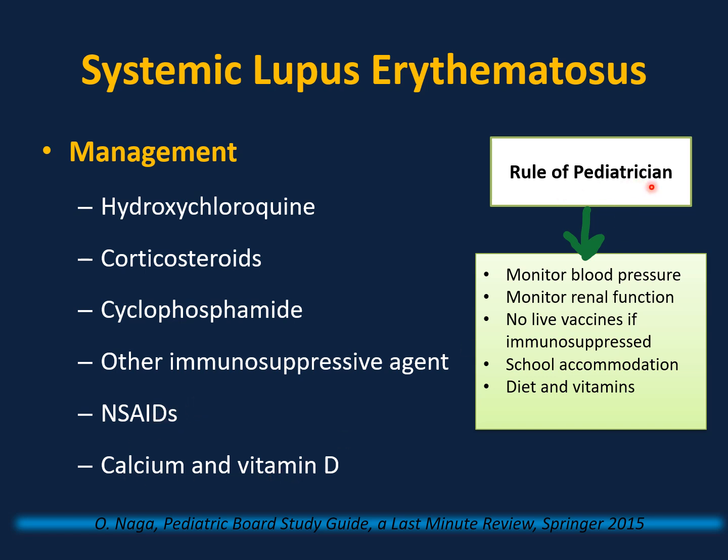The role of the pediatrician here is very important: monitor for hypertension, progression of renal disease, or proteinuria; no live vaccines if immunosuppressed; school accommodation; diet and vitamins, especially if the patient is taking corticosteroids; no salt added. This is very important to know.